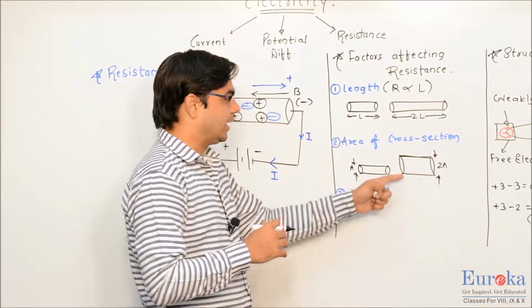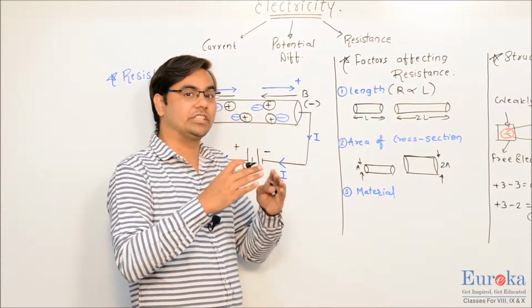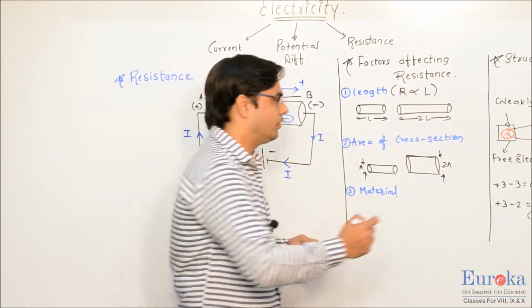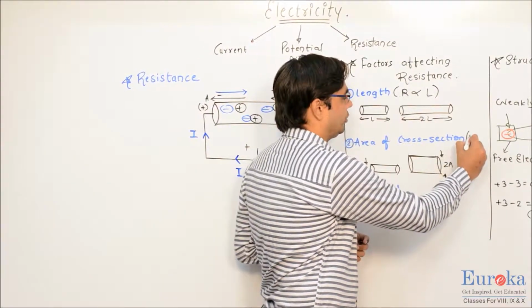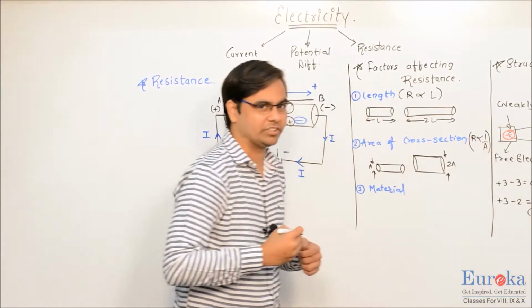That means if the area of cross section is more, the resistance will be less, and if the area of cross section is less, the resistance will be more, which means they are inversely proportional to each other. So resistance is inversely proportional to area of cross section.